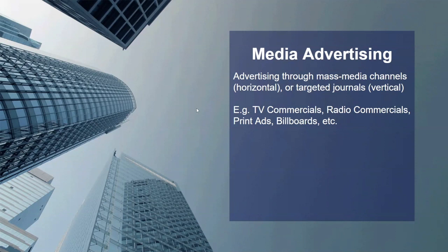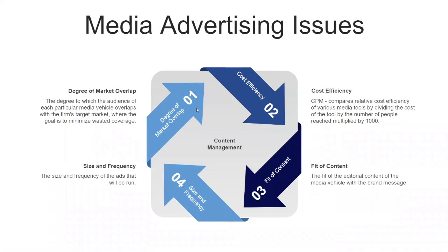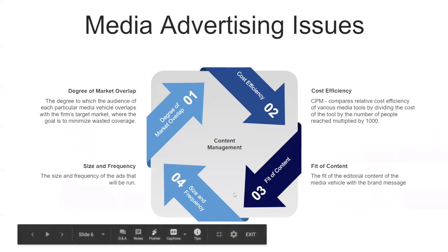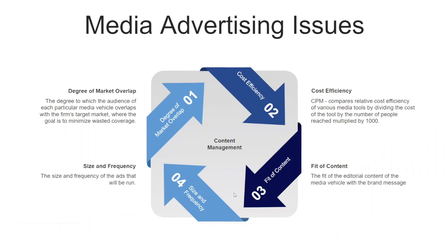When using media advertising, there are five main issues that you need to consider. First is the degree of market overlap. You have to make sure that your advertising and promotion really reaches your target market, as this is a mass media channel and a lot of people will receive your advertising. The goal of this consideration is to minimize wasted coverage, or the people that you reach who are not really part of your target market.